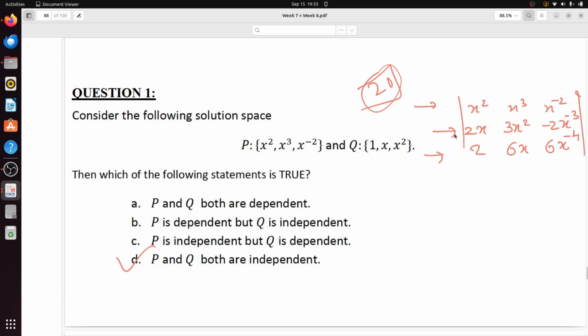You can also determine this by checking the Wronskian. For x square, x cube, x to the power minus 2, it will be x square, it is 2x, it is x cube, 3x square, it is x to the power minus 2, it is minus 2x to the power minus 3, 2, 6x and 6x to the power minus 4.